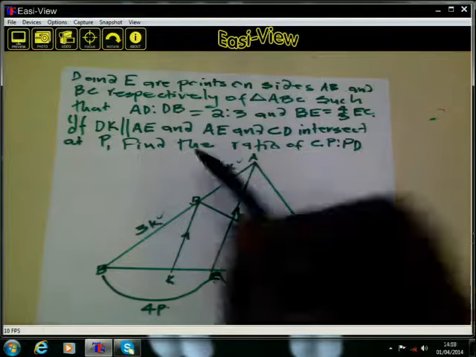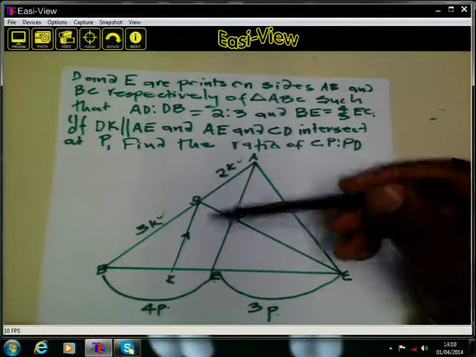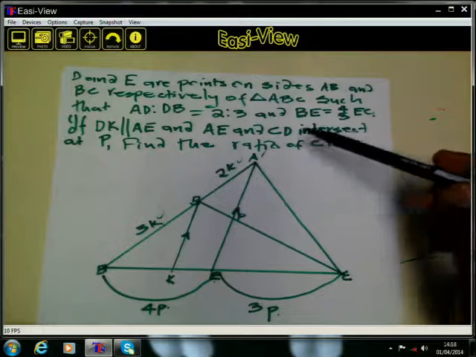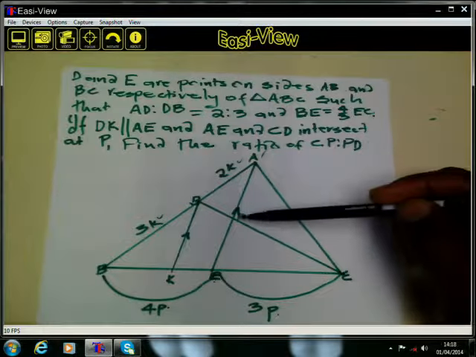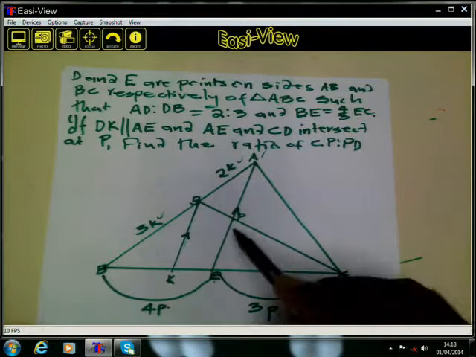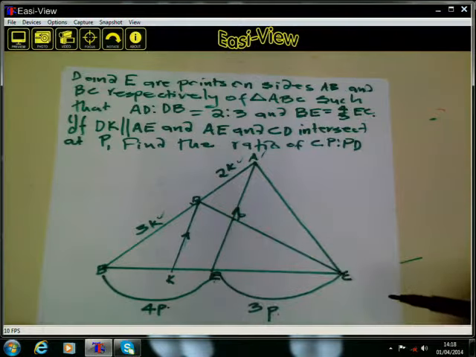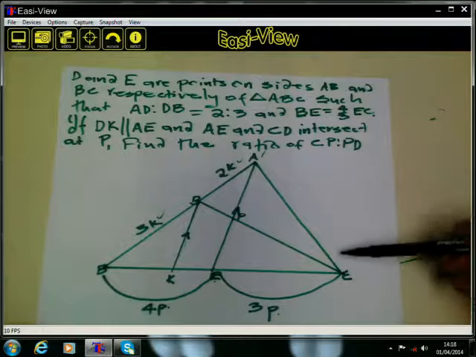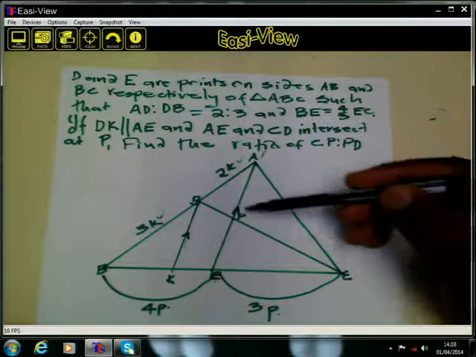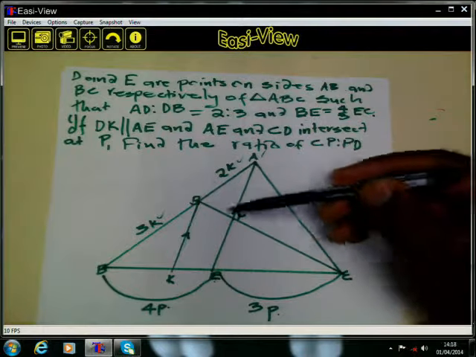Now they say DK is parallel to AE, and AE and CD intersect at P, this is their point of intersection. Find the ratio CP is to PD. Remember, this is where D is.